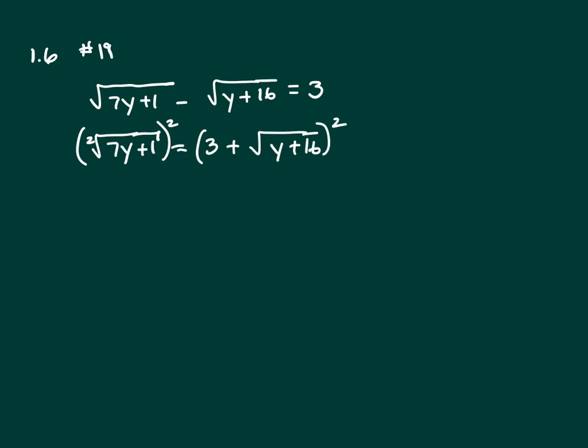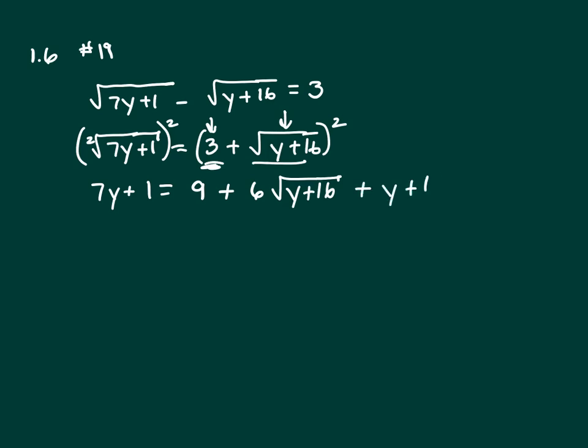Well, when you square a radical, you just end up with what's underneath, 7y plus 1. And then you are squaring a binomial. You could write this out on the side of your paper and just FOIL it out, or you can use a shortcut. Square the first term, that's 9, copy down the sign, multiply the first term times the second term, and then multiply that by 2. So that's going to give you 6 square root of y plus 16. And then square the last term, that's square root of y plus 16 squared would just be y plus 16.